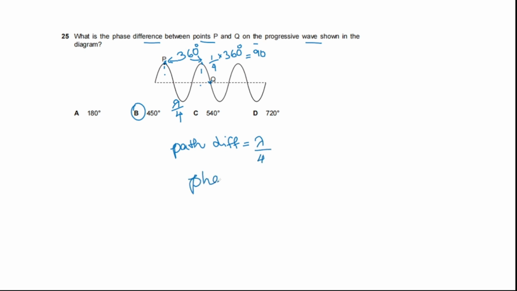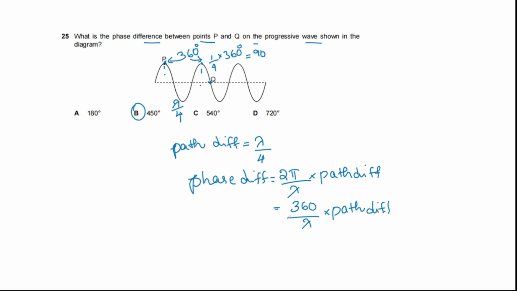So the phase difference has a formula: phase difference equals 2 pi over lambda multiplied by the path difference, if the values are in radians. Otherwise you can go for the formula 360 divided by lambda multiplied by the path difference. Since you need the values in degrees, you can go for the second one. So 360 divided by lambda multiplied by lambda by 4, the path difference. Lambda gets cancelled, so 360 by 4, which is 90 degrees. So either you can go for these formulas, or you can just directly find out like this.